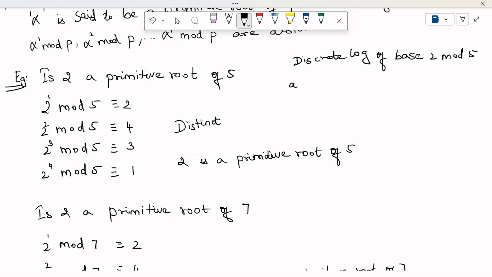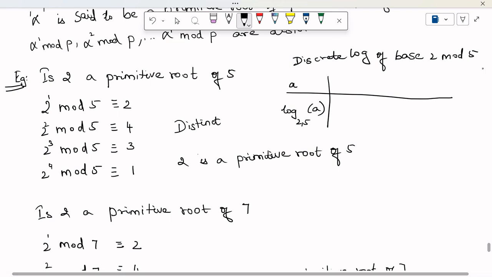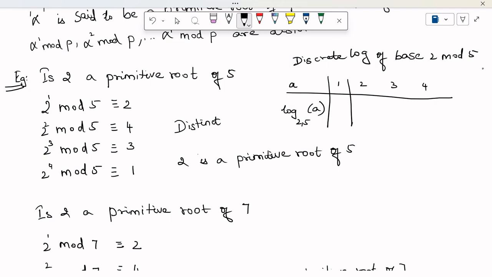A, and log base 2 mod 5 of A. Already we have constructed this. Here the possible values of A are 1 to p minus 1, so 1, 2, 3, 4 are the possible values. What is the discrete log of base 2 mod 5 of 1? Please do refer to these values.